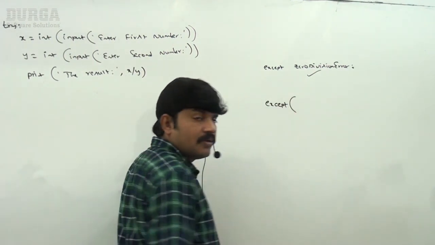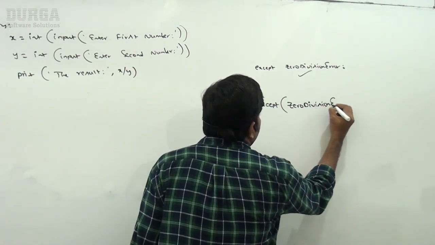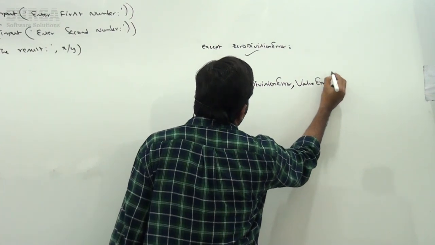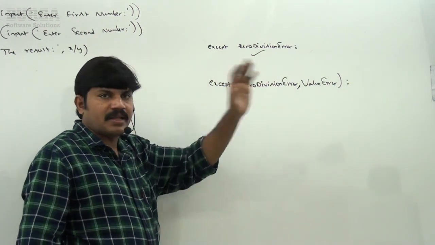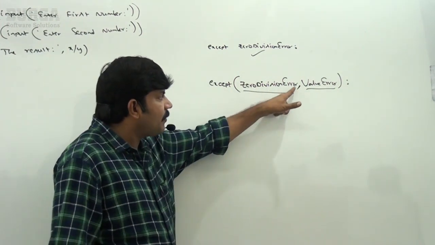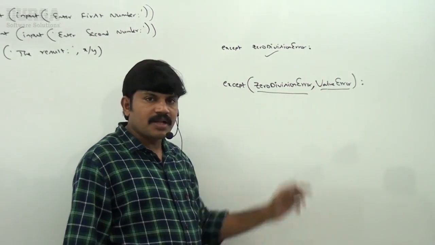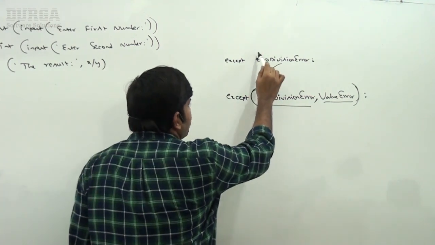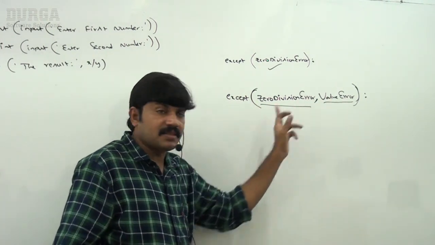Except, bracket open, first one ZeroDivisionError, comma, ValueError. Observe the difference: the first except is responsible to handle ZeroDivisionError only, but this except can handle either ZeroDivisionError or ValueError. So first exception, comma, second exception, comma, third exception, any number. But make sure all these exceptions become a tuple. That's why parentheses are mandatory. If it's a single exception, parentheses are optional, but here they are compulsory.